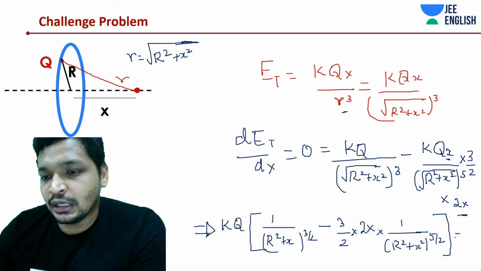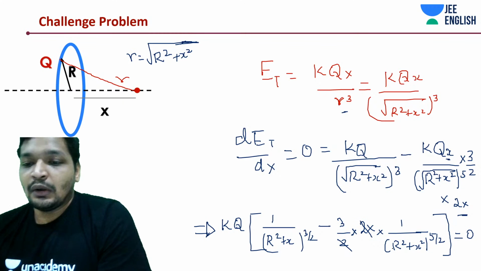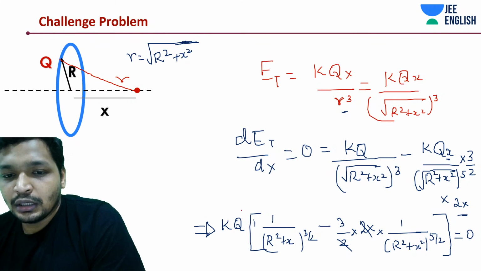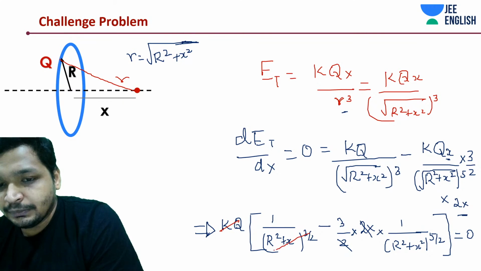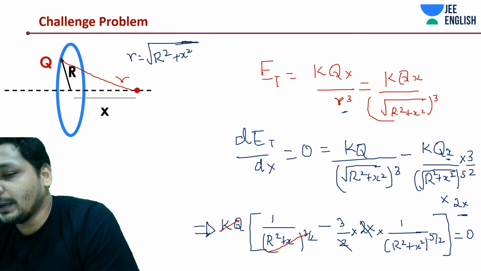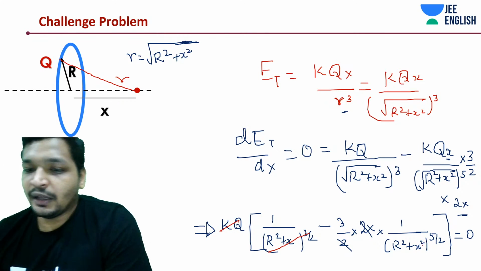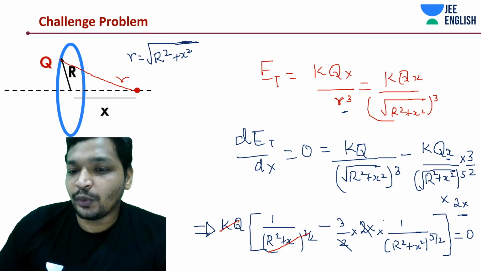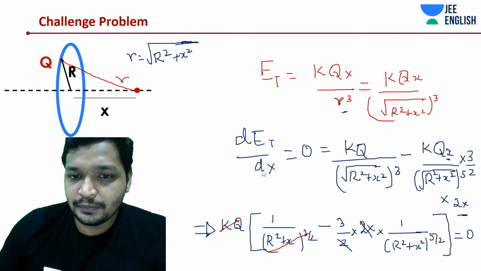Simple integration, just like simple differentiation. Do it. The 2 gets cancelled, and what I'm saying is pull out this term and take it on the denominator. There would be a minus 3 by 2; 5 by 2 minus 3 by 2 is 1. There would be an x square on the top. It's not x but rather x square.